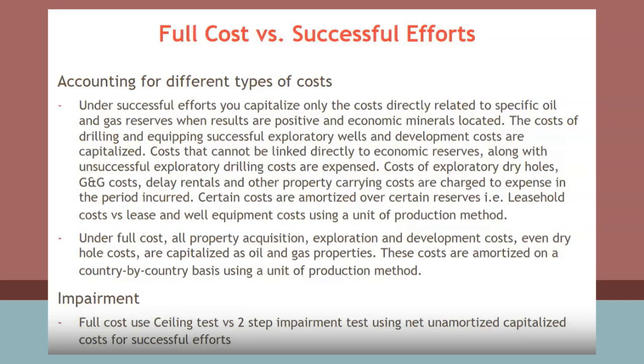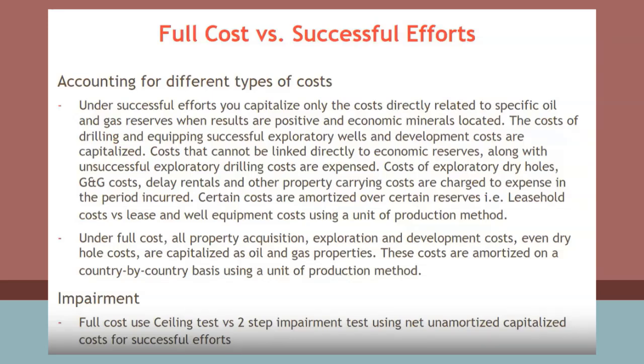So there's a success versus failure concept there, where successful wells and development costs are capitalized, and the costs that cannot be linked directly to economic reserves, along with unsuccessful exploratory costs, are expensed. That's going to differ from the full cost method, where all property acquisition, exploration, and development costs, including dry holes, are capitalized as oil and gas properties. And then those are amortized on a country-by-country basis.